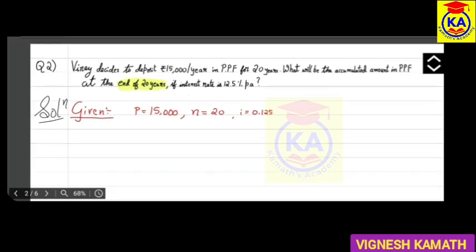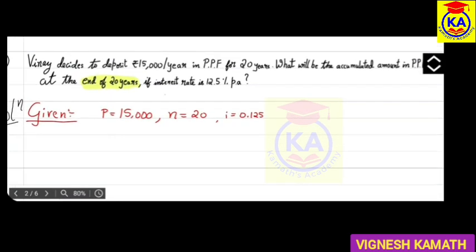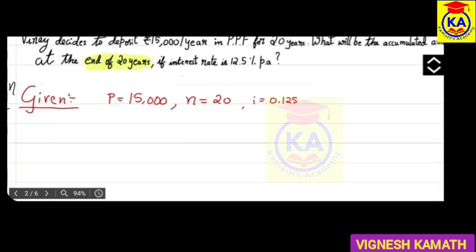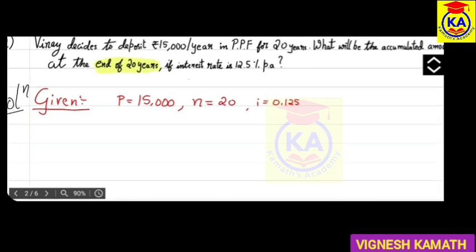Look at question number 2. Vinay decides to deposit rupees 15,000 per year in Public Provident Fund, that is PPF, for 20 years. What will be the accumulated amount in PPF at the end of 20 years if the interest rate is 12.5%? Given is P value 15,000 and 20 years, then the interest rate is 12.5, which you have to convert to decimals: 12.5 divided by 100, that is 0.125.